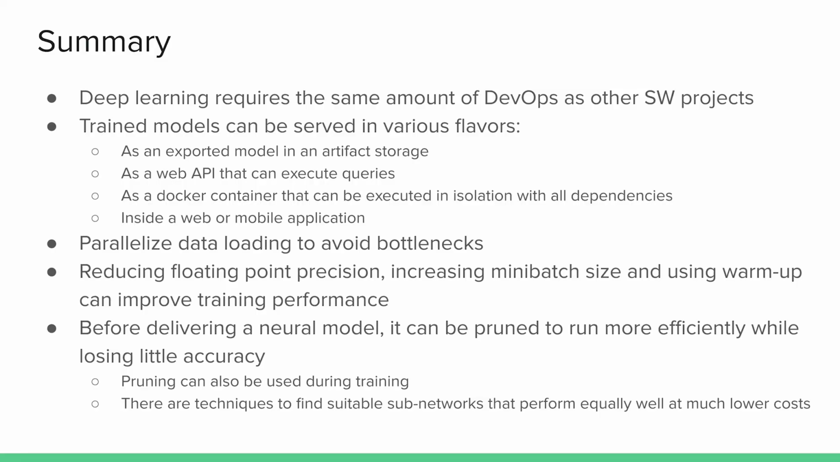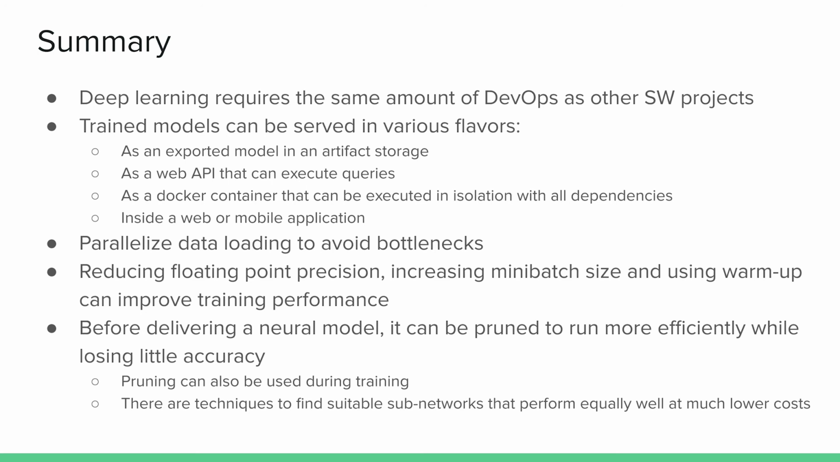The trained models can be served in various flavors. Most of you are familiar with these, like an exported model that you just put in an artifact storage on GitHub, but there are also more accessible things like having an API for developers with a REST API, a Docker container, or just an executable like a web app executable or a smartphone application that contains your trained model and that people can play around with.